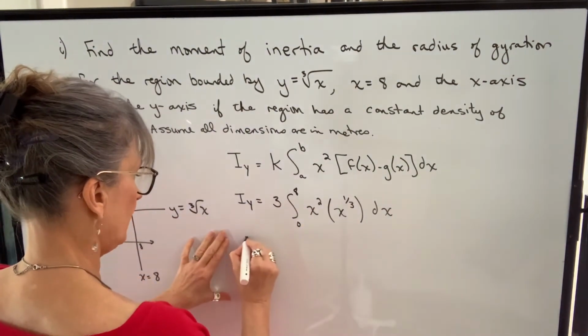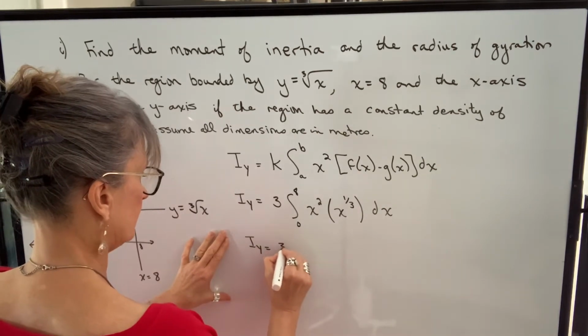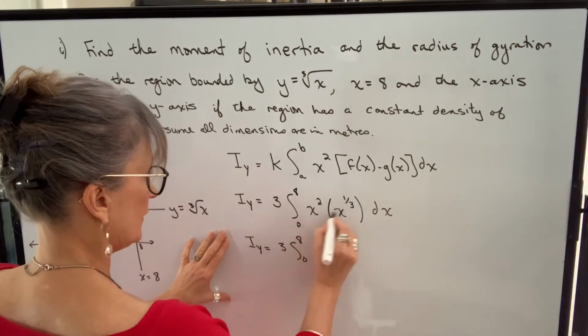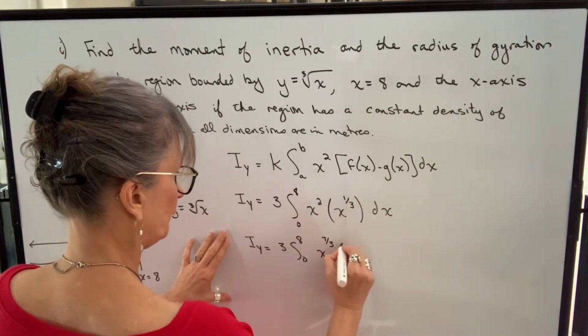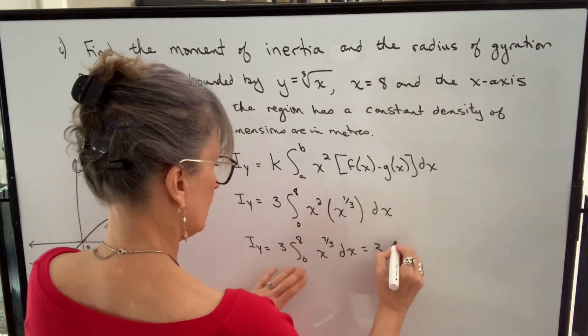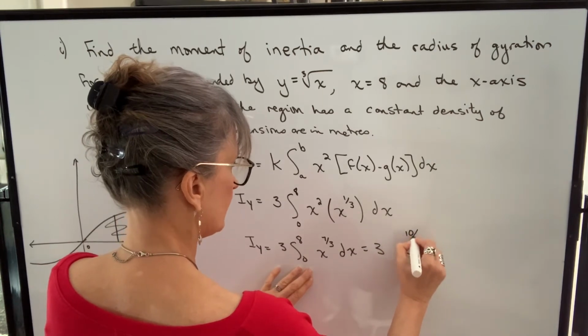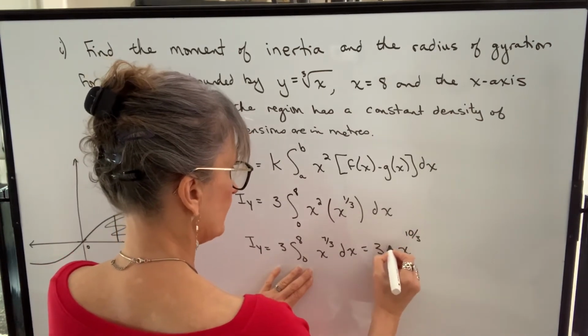Now we simplify this. So that's going to be x to the 2 plus 1/3, which is 7/3. Now we integrate. So that will be x to the 10/3 divided by 10/3, so 3/10.